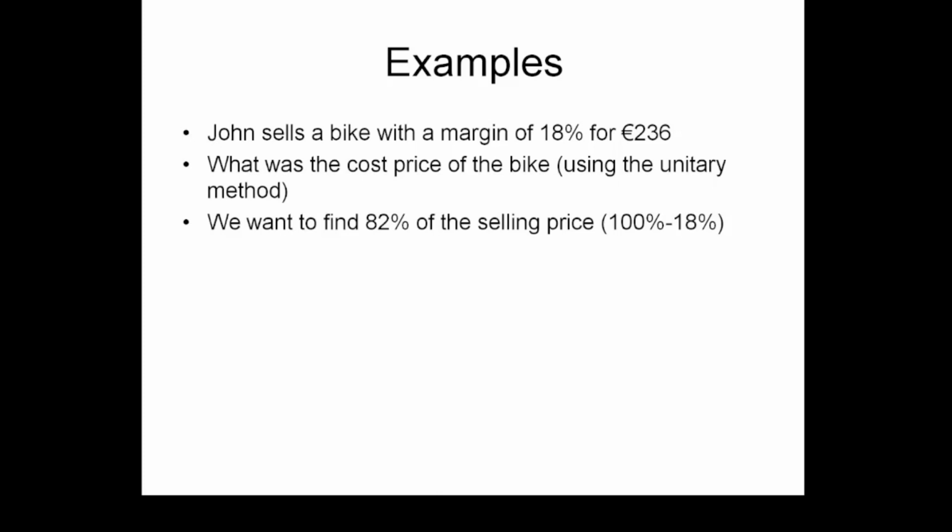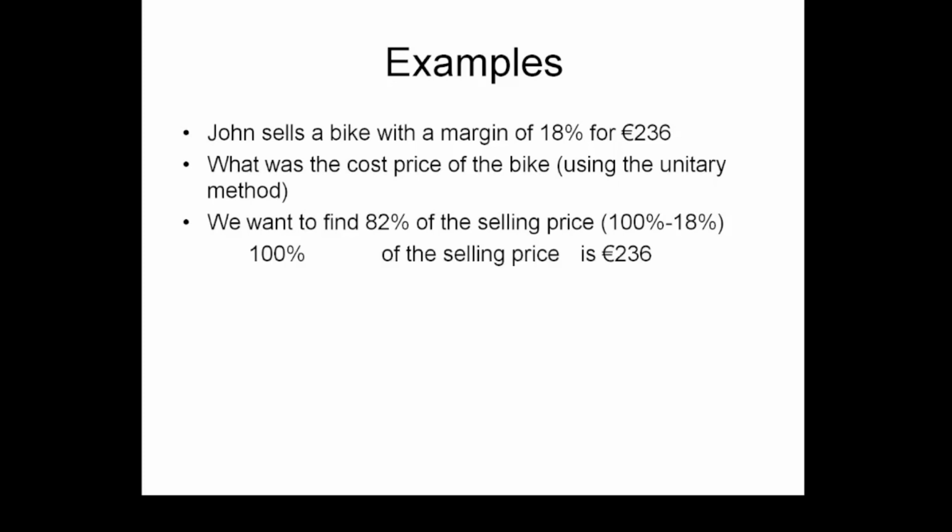So let's have a look at a number of examples. John sells a bike with a margin of 18% for €236. What was the cost price of the bike using the unitary method? Okay, so we're talking about margin, so we're going to be talking about percentages of the selling price. So the cost price of the bike is going to be the selling price less the margin. So that's 100% of the selling price less 18% of the selling price is 82% of the selling price. So we know the sales price is €236 and we want to find 82% of the selling price.